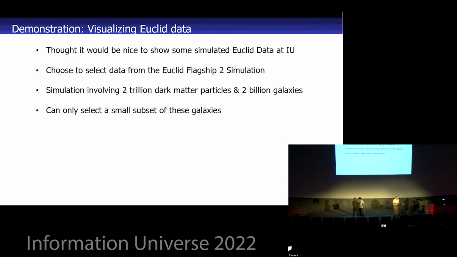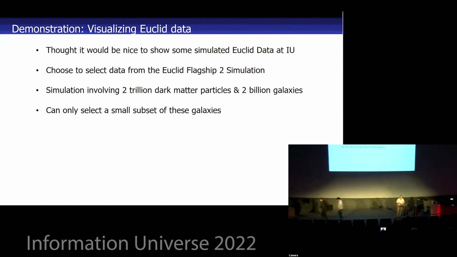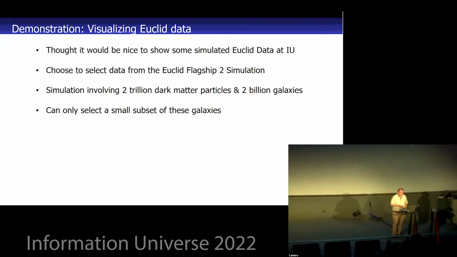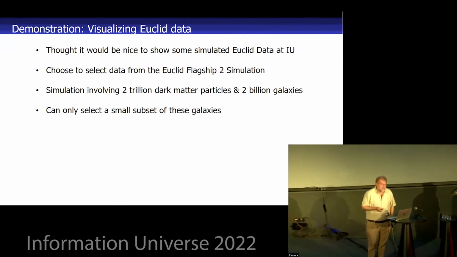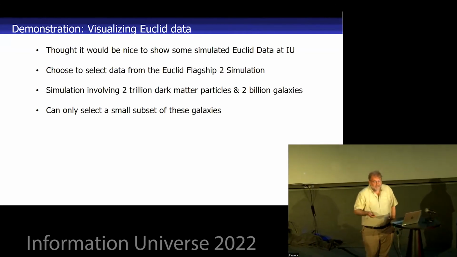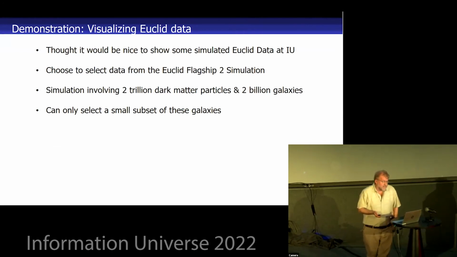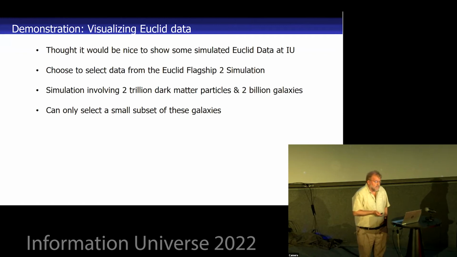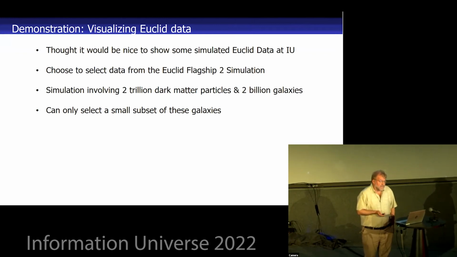Okay, as there were so many Euclid presentations here, we thought it would be nice to have a demonstration of using this to convert some Euclid data, obviously simulations of Euclid data. So we chose to select data from the so-called Euclid Flagship 2 simulation, which is a simulation involving 2 trillion dark matter particles, 2 billion galaxies.